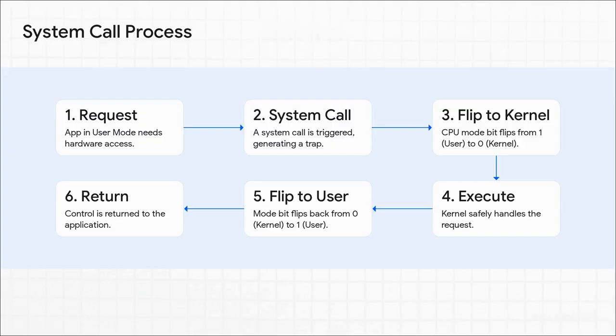The kernel takes over, safely executes the file-saving request, and when it's done, it flips the mode bit right back to 1. Control is then handed seamlessly back to your word processor. This little border crossing dance happens thousands of times a second, and you never even notice it.